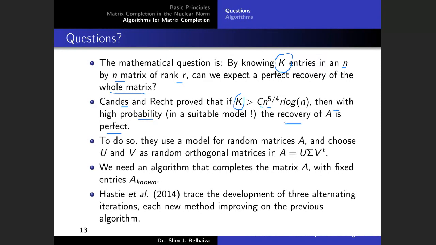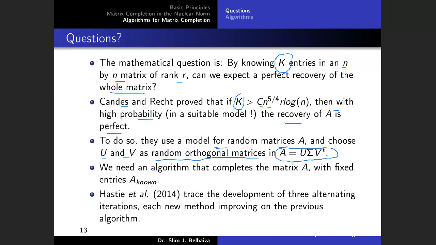And to do so, they use what we call a model for random matrices A, and choose U and V as random orthogonal matrices. And you see that the inspiration came directly from this SVD, the famous SVD decomposition.